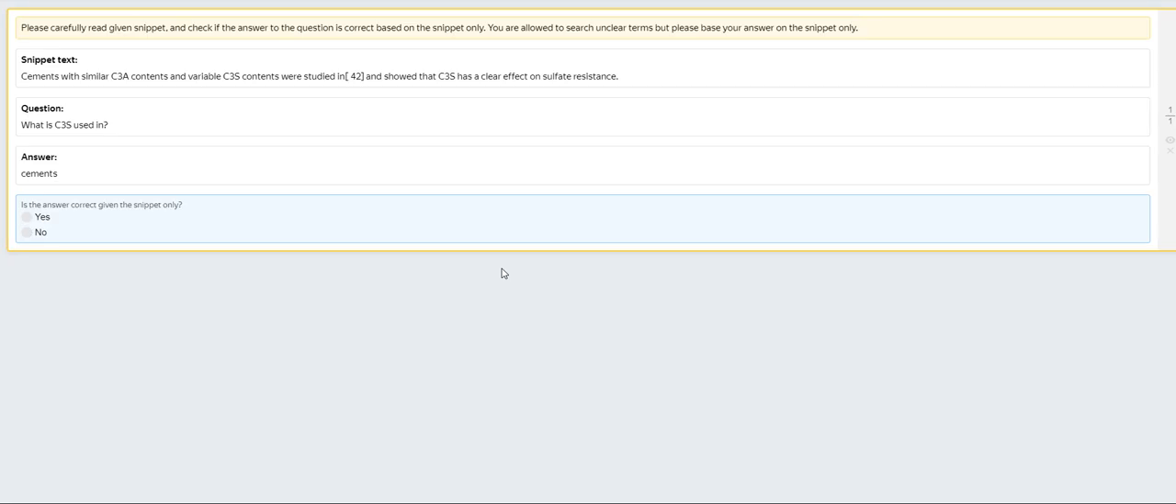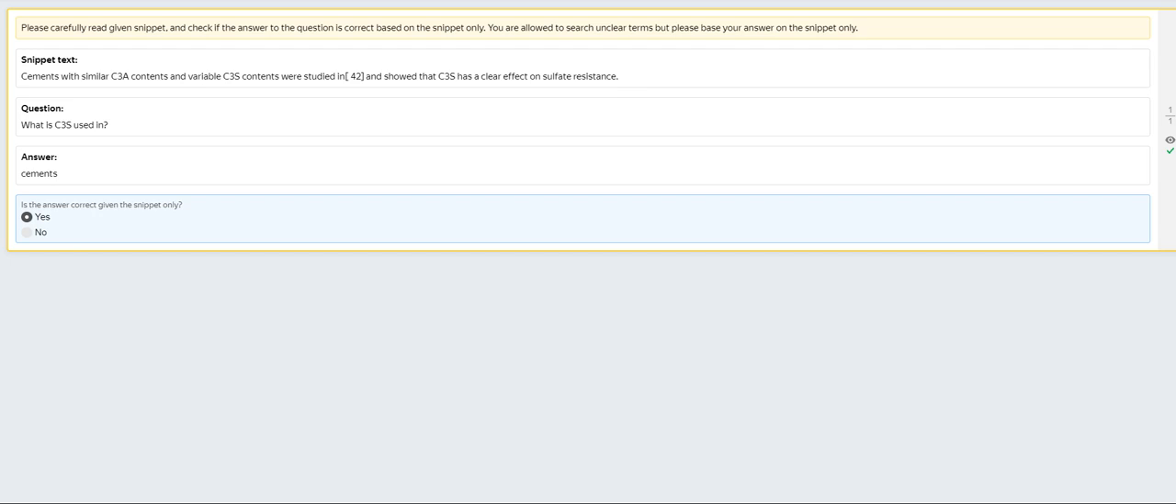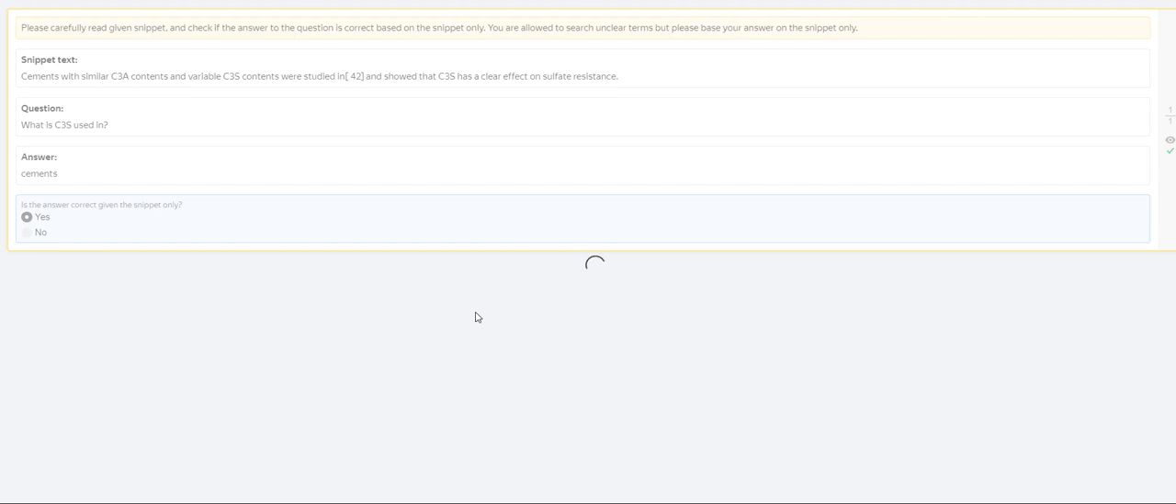Now we'll get our result after the exam, and I hope we pass it. Cements with similar C3A contents and variable C3S contents were studied in 42 and showed the C3S has a clear effect on sulfate resistance. What is C3S used in? This is a no as well. Ah, that's a yes. All right.